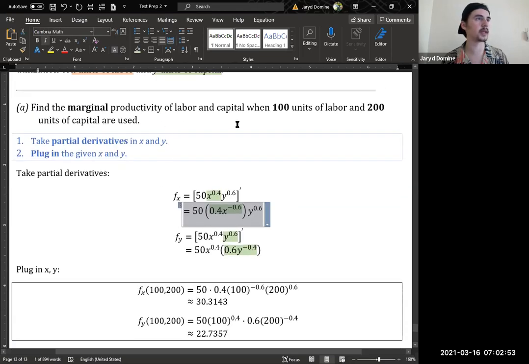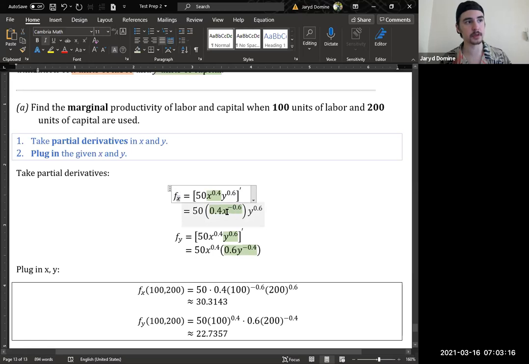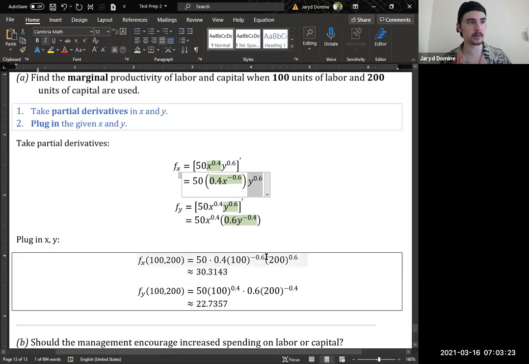So remember what the question is asking for. It's asking for the marginal productivity of labor and capital at a specific point. So these are not your answer. It wants you to plug in values first, and then those are your answer. So if you'll notice, each one of these has an x and a y in it. So for the first one, for this f sub x, you're just going to plug in x equals 100 and y equals 200 and see what you get. So if I do that, I get about 30.3143.